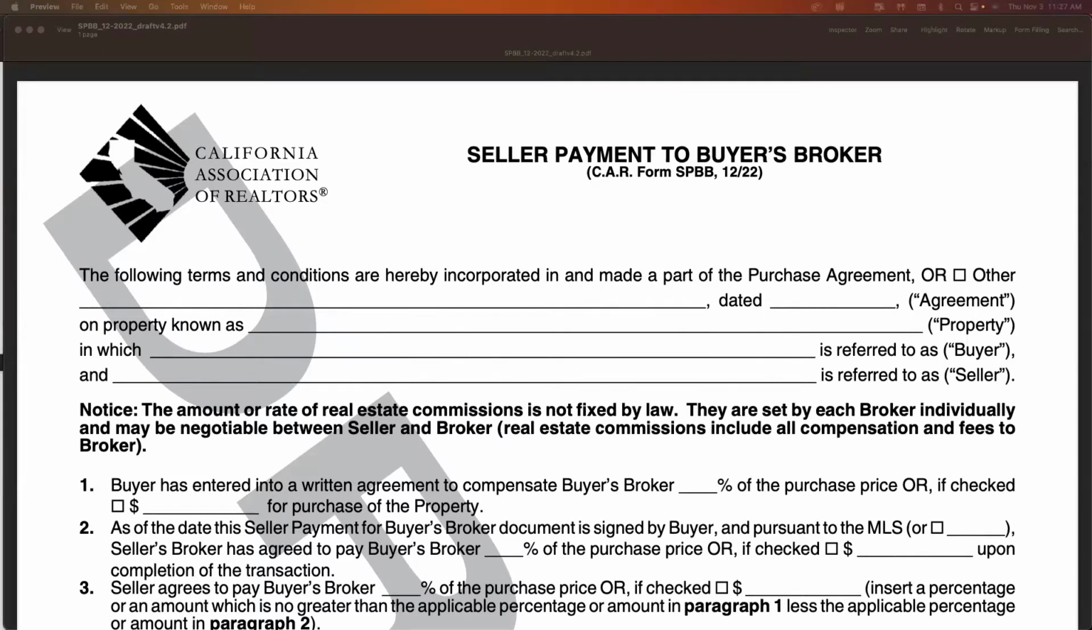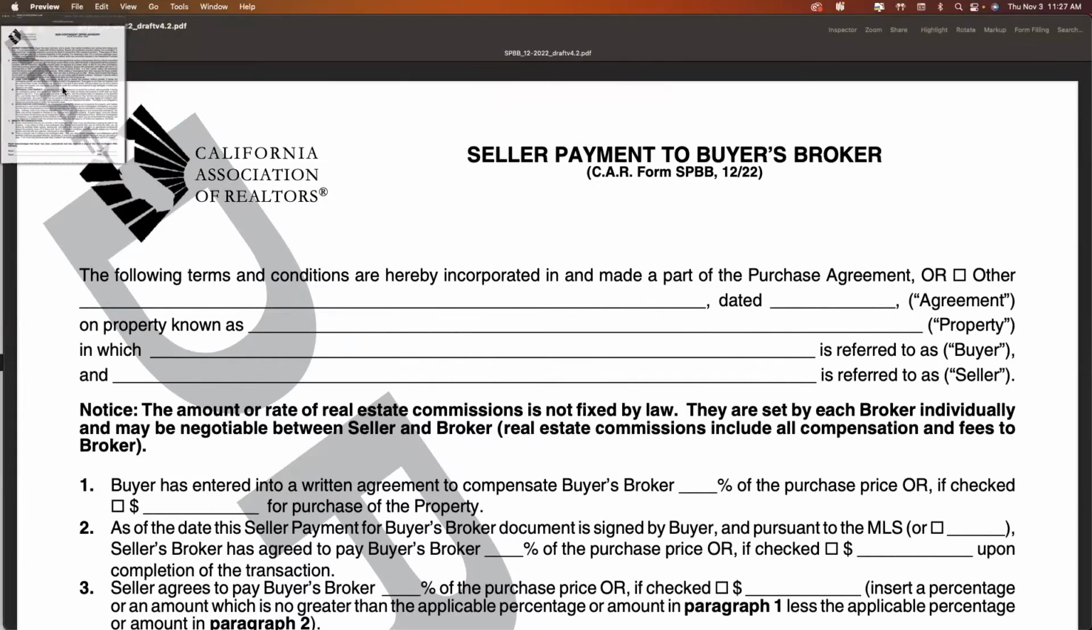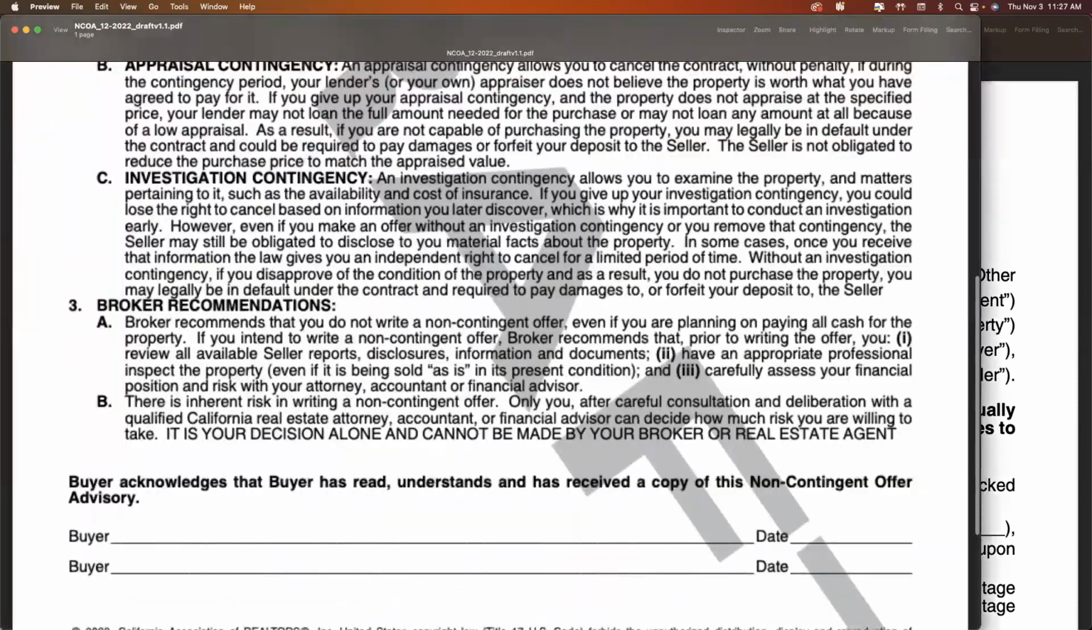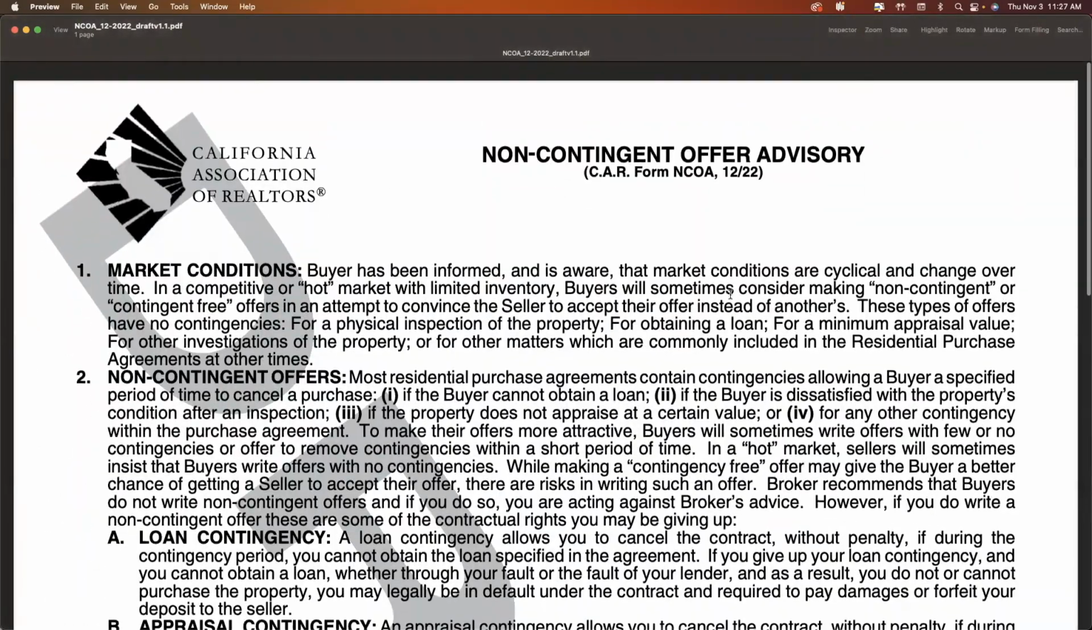This is new, and I mean, this probably should have come out, and this is the issue. So this is a non-contingent offer advisory. I'm not going to read you guys the whole thing, but basically what it is just like the buyer's inspection advisory or the seller's advisory that comes with the listing. This non-contingent offer advisory is something that you're going to have to provide to your buyers when they are writing offers that have no contingencies.